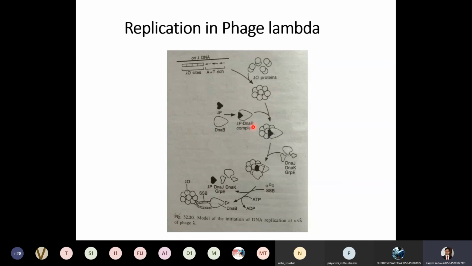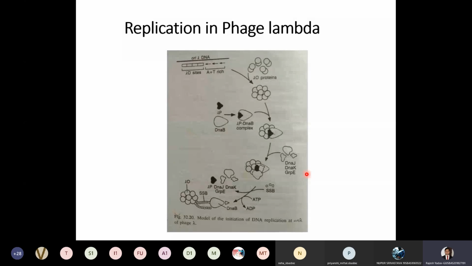So in the third step, three proteins will come, and these proteins are called heat shock proteins. Heat shock proteins, as the name suggests, protect against heat shock. That means they prevent the DNA from heating or damage. So that is called heat shock protein.